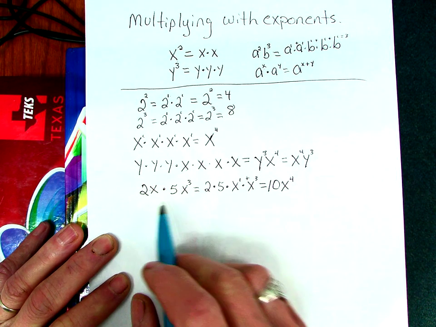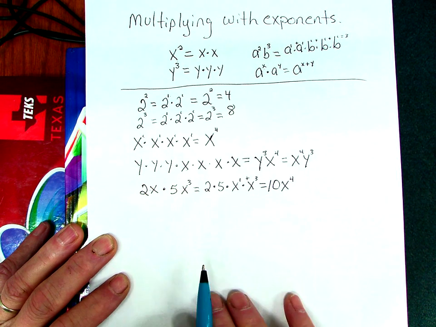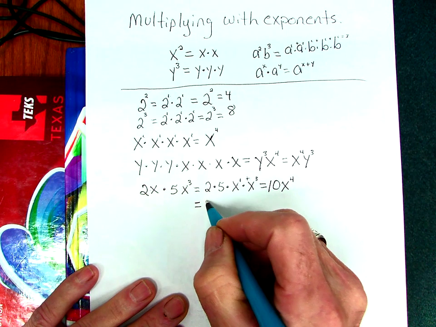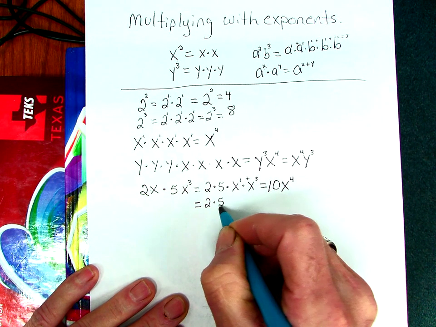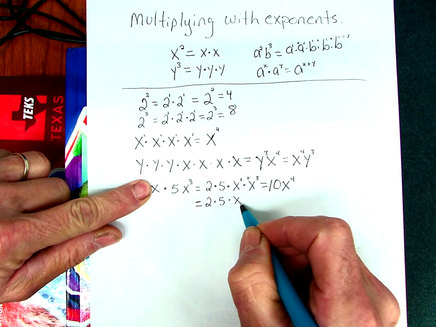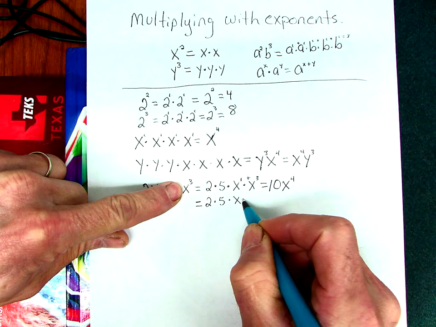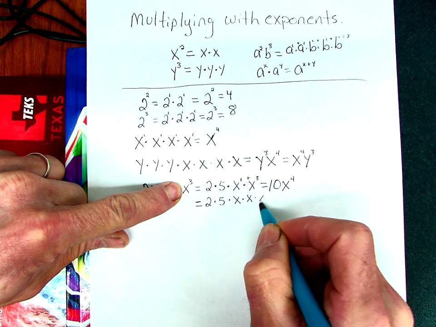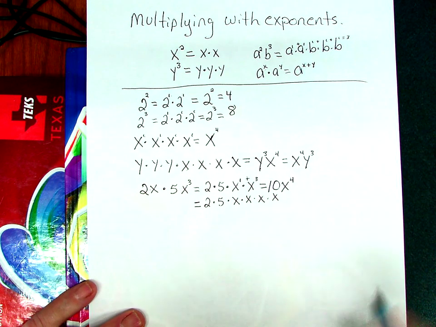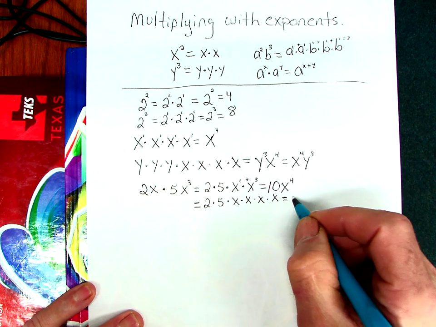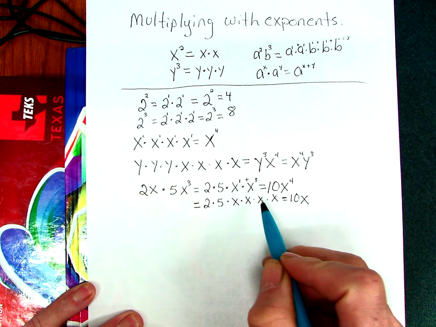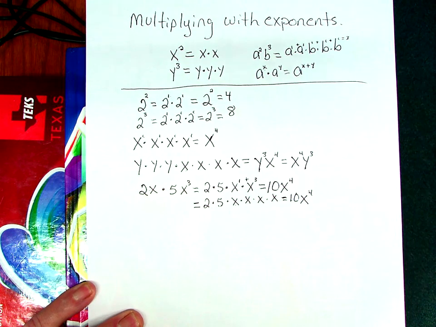Now I'm going to do the same example again, because some of us are visual people and we need to see what's going on. So the 2 times the 5, it doesn't change. And then I have an x to the first power here, and an x to the third power here. So I need to write down 3 more x's. And when you do it this way, it's just a matter of counting. 2 times 5 is still 10. And then we're going to have x's, and it will be 1, 2, 3, 4. There are 4 x's being multiplied together.